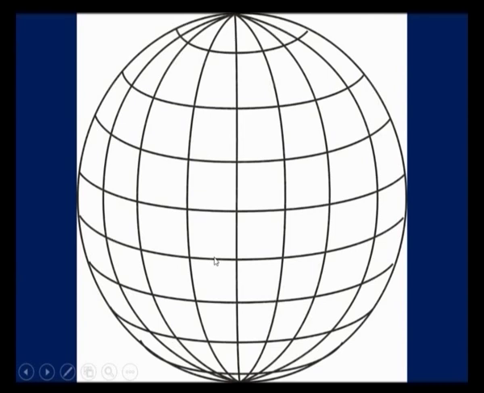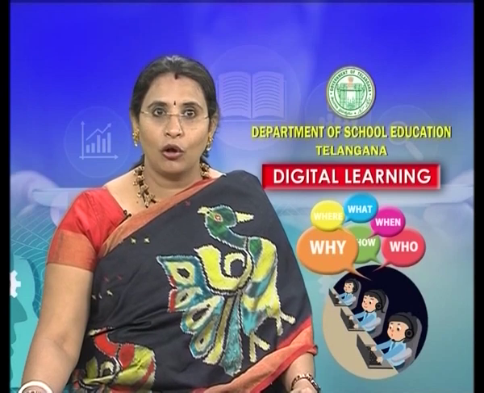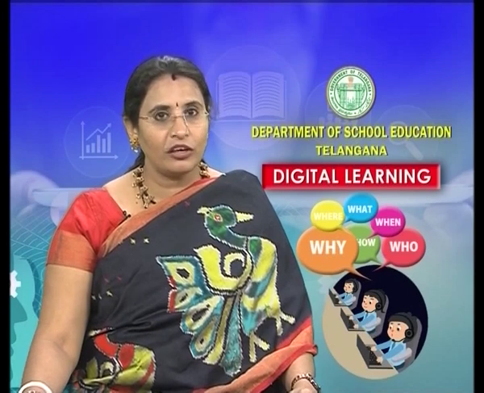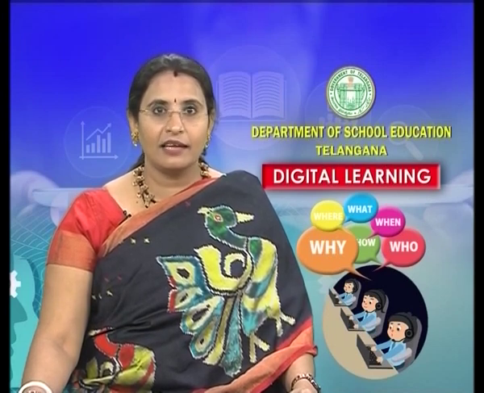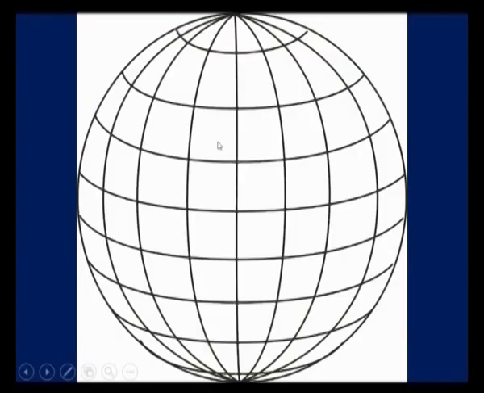It is said that it took 2000 years for them to draw these latitudes and longitudes, and the information for drawing them was given by the sailors and the traders who were going from place to place. So with the help of this information, they tried to draw these latitudes and longitudes.